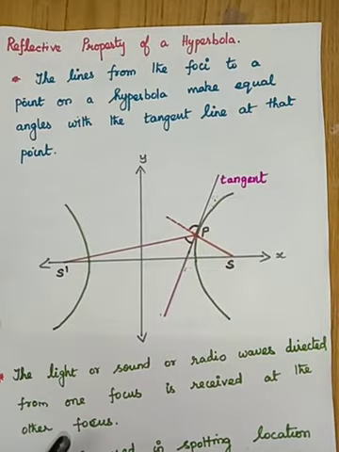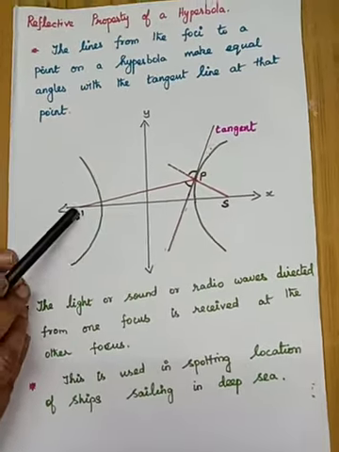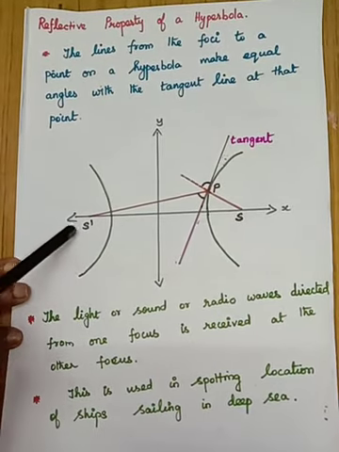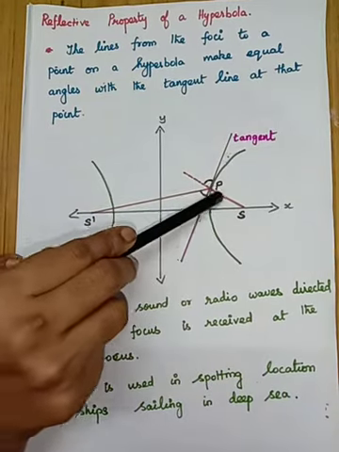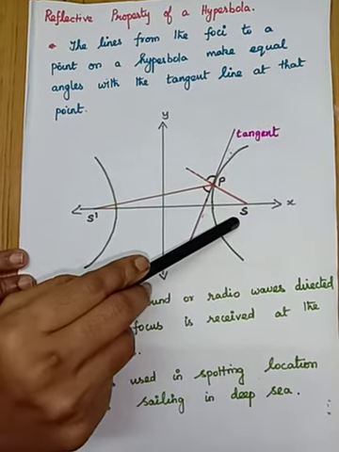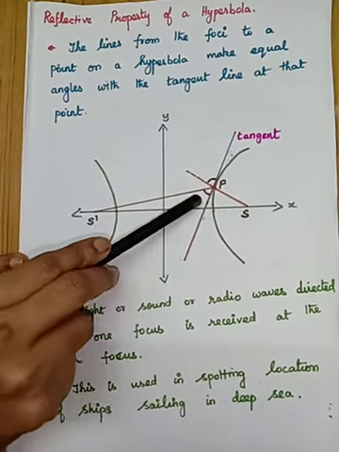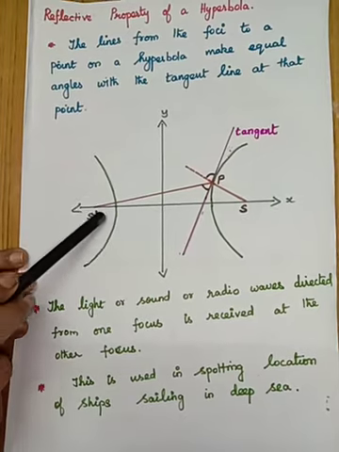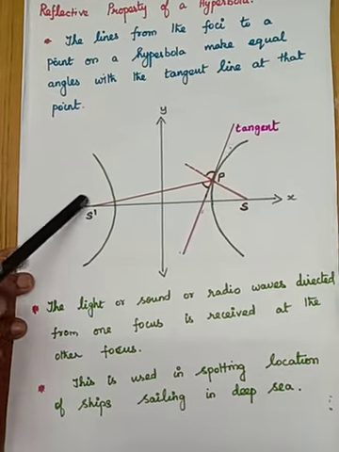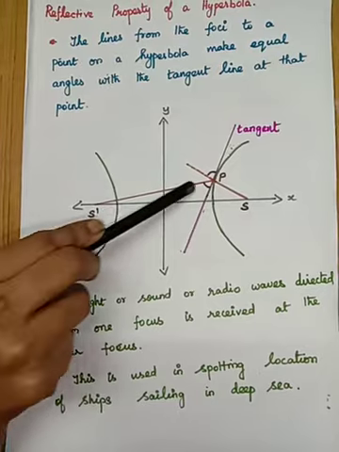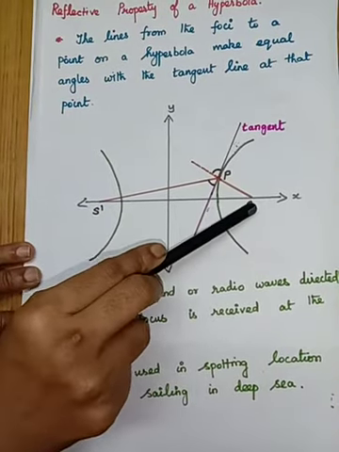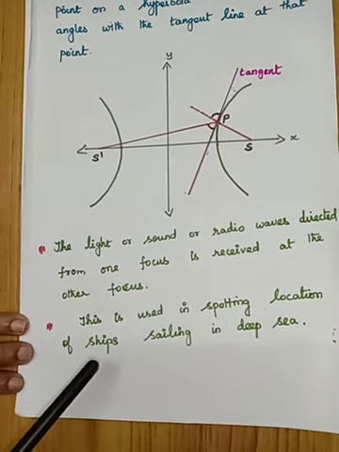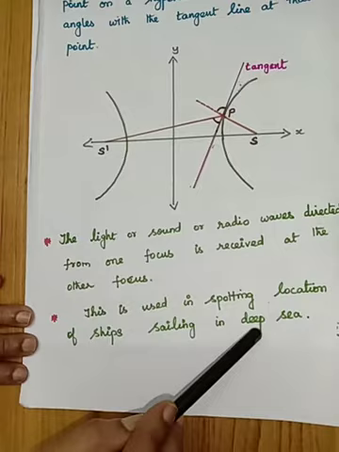So because of that property, what happens? The light or sound or radio waves directed from one focus is received at the other focus. They make equal angles. Because of that, sound waves or light waves or radio waves directed from one focus are received at the other focus. This property is used in spotting the location of ships sailing in deep sea.